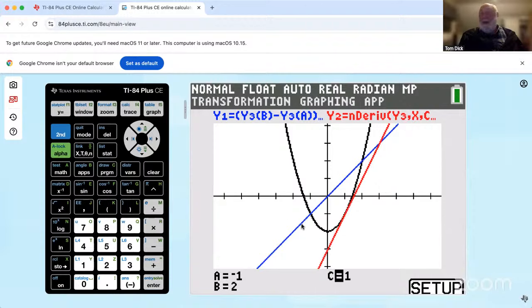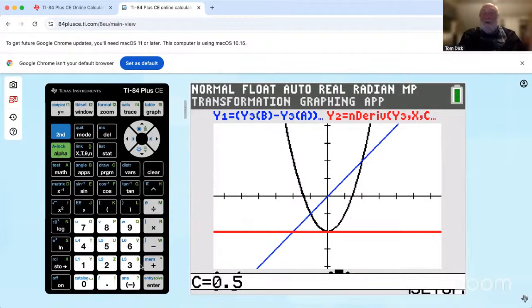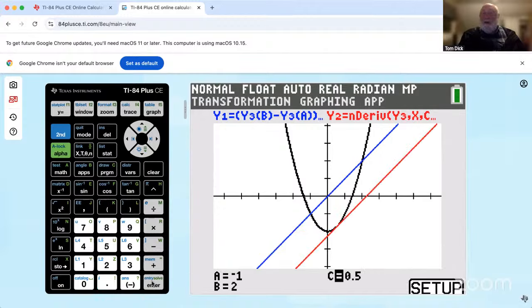It looks like this is jumping from integer value to integer value. So it looks like I missed. Tom, type in 0.5 for C. Okay, let's give that a shot. 0.5. Oh, nice job, Curtis. Wonderful.